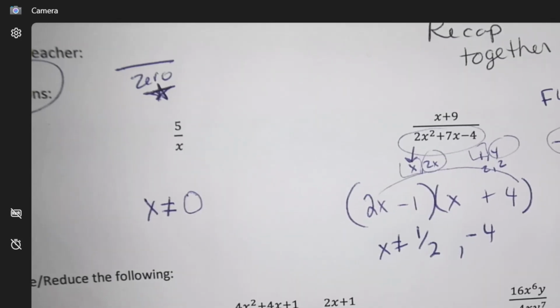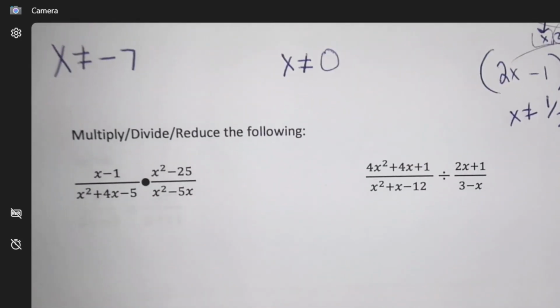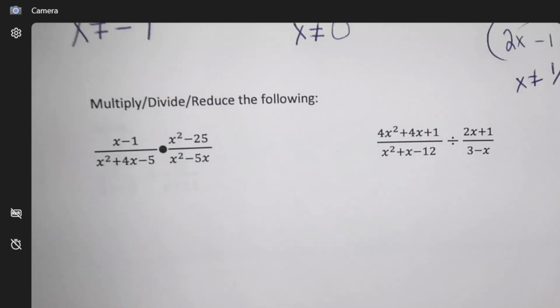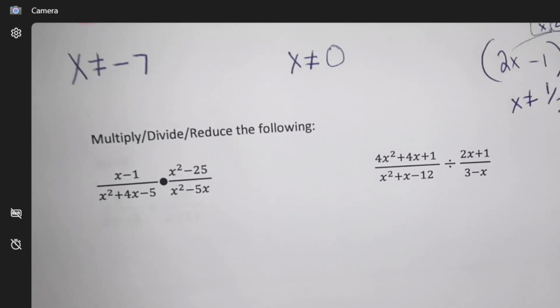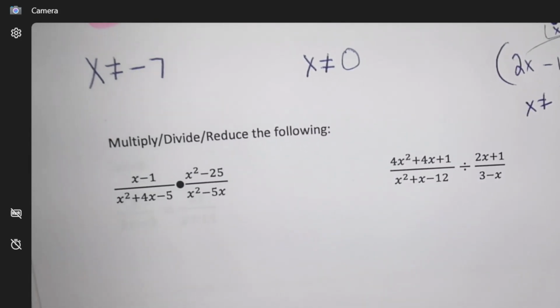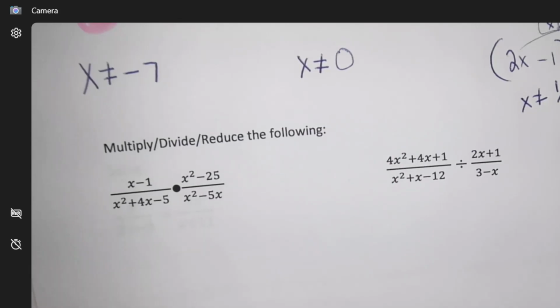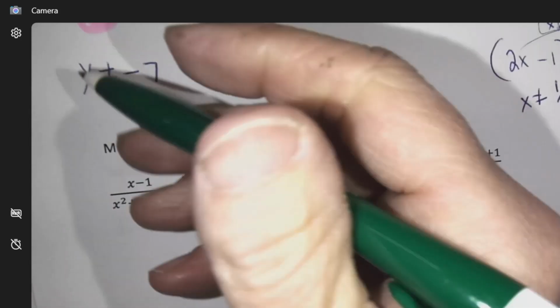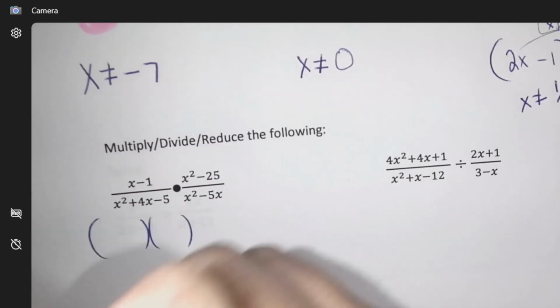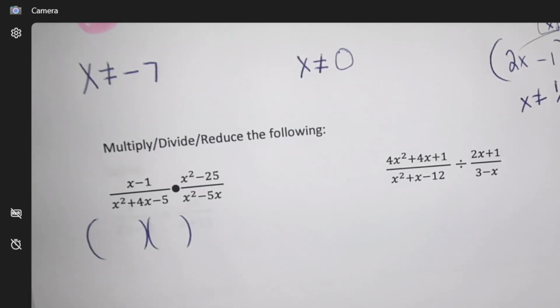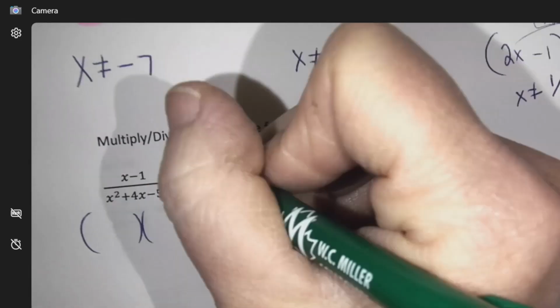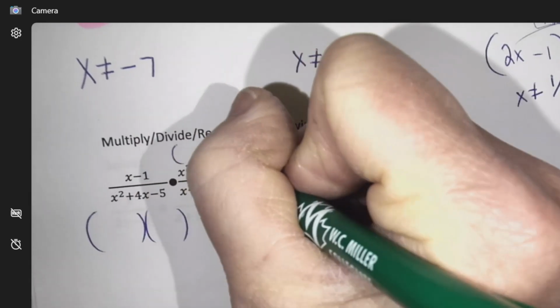Okay, that's good. Okay, reducing, multiplying, dividing, all that stuff. So make sure you factor as much as you can. So this one is done. Simple trinomial there. Go ahead. Difference of squares.